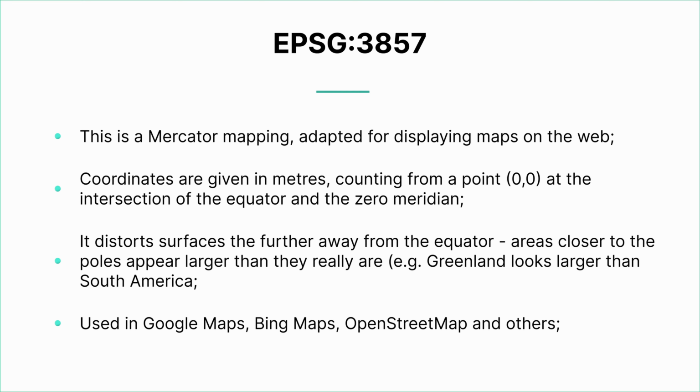What are the differences? EPSG 3857 is a Mercator mapping adapted for displaying maps on the web. Coordinates are given in meters, counting from a point 0, 0 at the intersection of the equator and the zero meridian. It distorts surfaces the further away from the equator, so areas closer to the poles appear larger than they really are. For example, Greenland looks larger than South America. It is used in Google Maps, Bing Maps, OpenStreetMaps, and others.